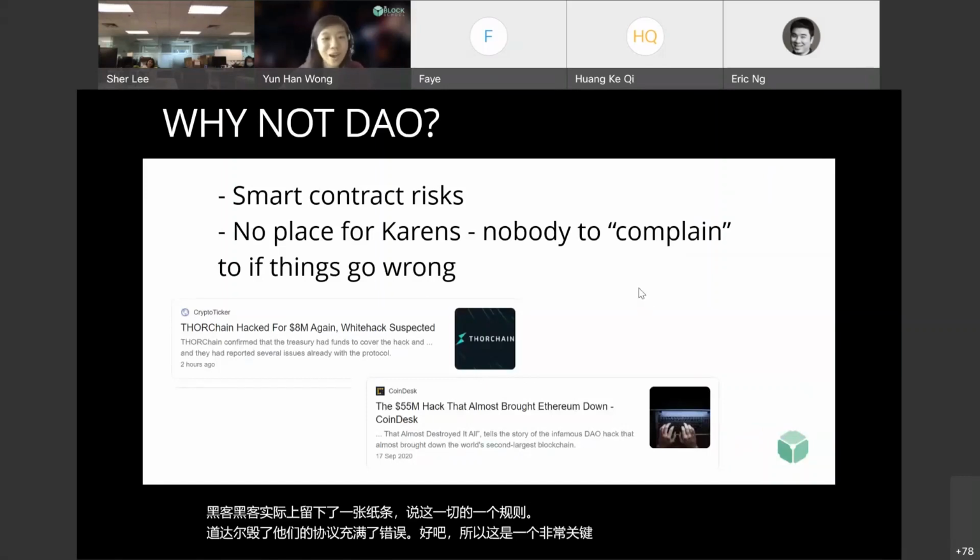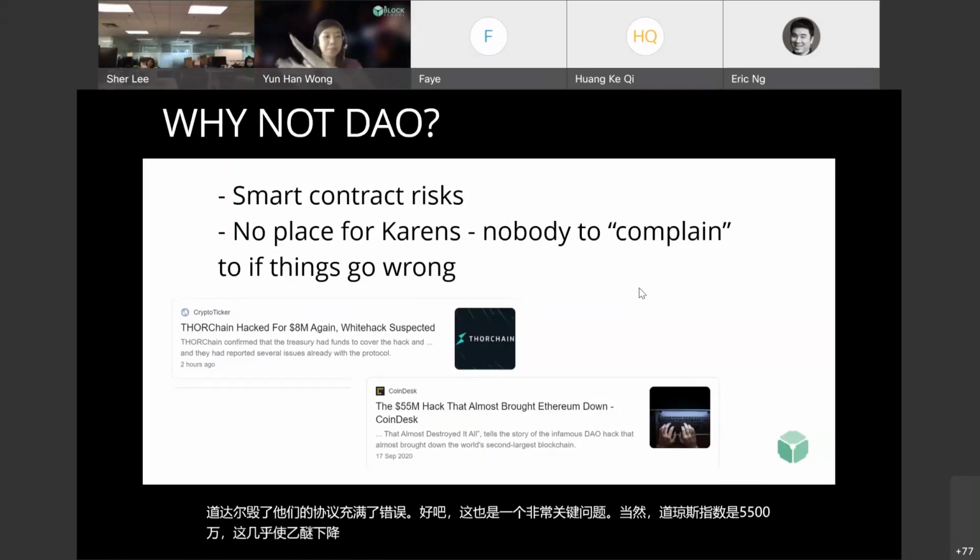And of course, the DAO hack. The DAO hack was 55 million in value, and this almost brought Ethereum down, which is why they did a hard fork. They forked Ethereum and Ethereum Classic.